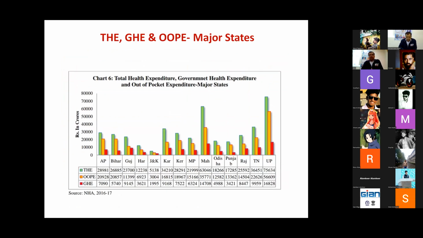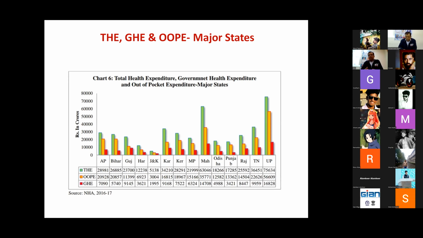The total health expenditure, then the government health expenditure, and out-of-pocket expenditure, in major states. Because earlier we talked about India as a country, the union of states. Now we will talk about some of the states. Now this is very important.